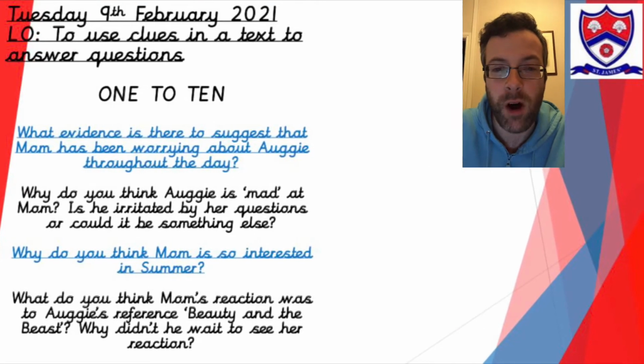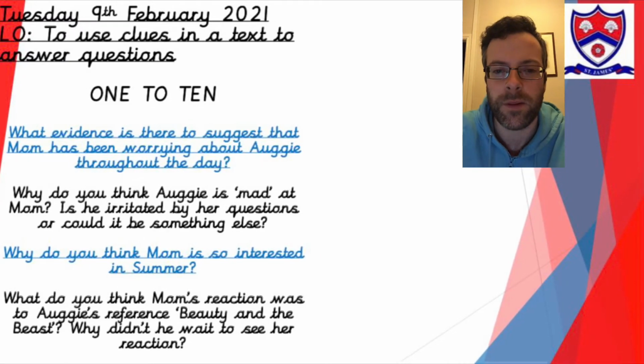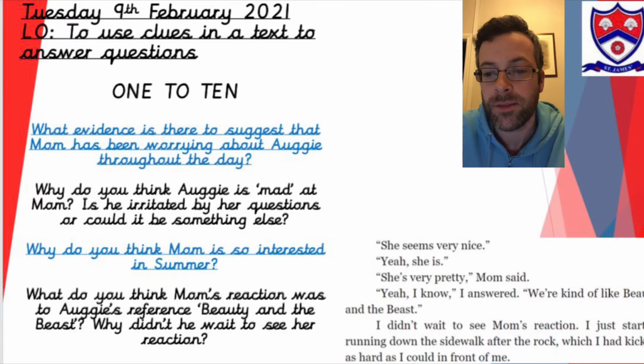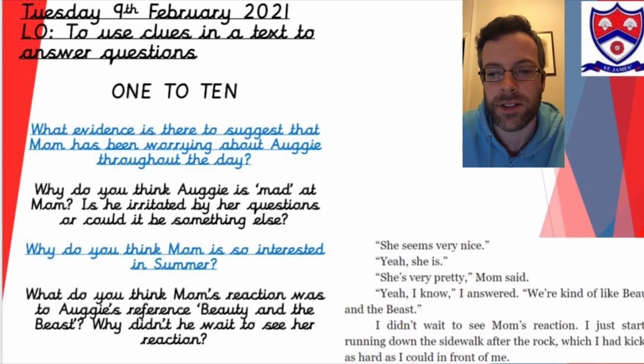I'd started kicking a rock between my feet like it was a soccer ball, chasing it back and forth across the sidewalk. We call that pavement. She seems very nice. Yeah, she is. She's very pretty, Mum said. Yeah, I know, I answered. We're kind of like Beauty and the Beast. I didn't wait to see Mum's reaction. I just started running down the sidewalk after the rock, which I kicked as hard as I could in front of me.